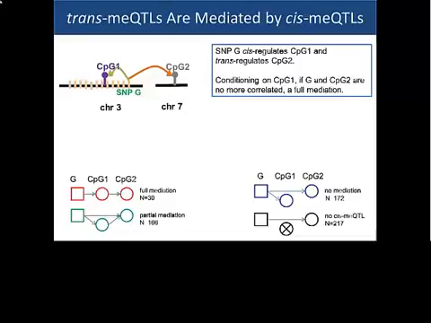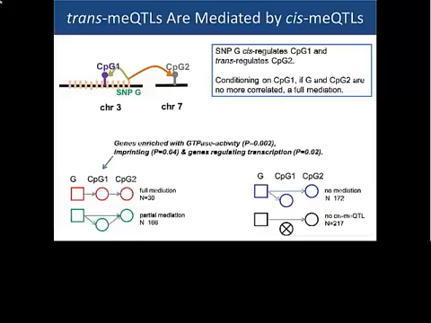Now, you may wonder what could be the role of these genes for these cis-QTL regions. We identified the genes located in these 196 regions and performed the enrichment analysis. And we found the genes in these regions are strongly enriched with 3 categories: the GTP activities, imprinting, and gene-regulating transcriptions.